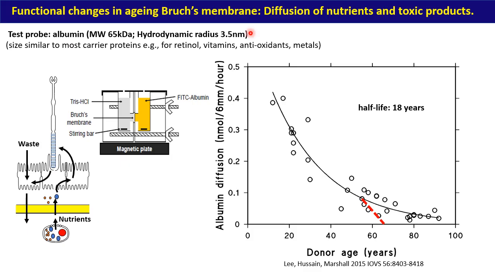We have also examined the age-dependent transport of proteins across Bruch's membrane. Albumin was chosen as a test probe because it is of similar size to most carrier proteins. Aging was associated with an exponential decline in transport with a half-life of 18 years. Transport was severely reduced in samples from AMD donors, as shown by the red dashed line.